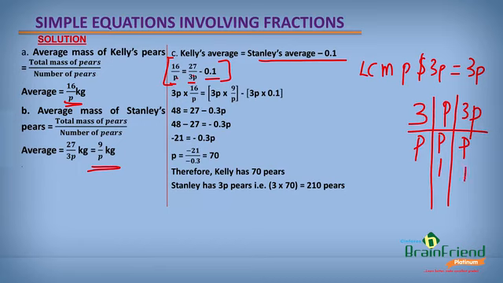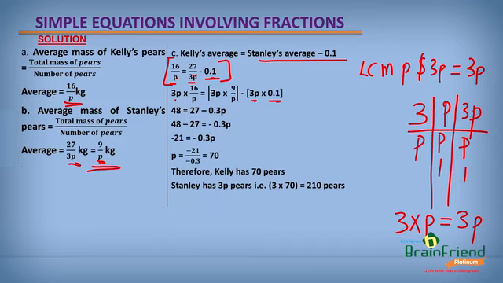So the LCM is 3 times p, which is equal to 3p. So we multiply each term on the left-hand side and the right-hand side by 3p. So we have 3p times 16 over p is equal to 3p times 9 over p, because 27 over 3p here is the same thing as 9 all over p, minus 3p times 0.1.